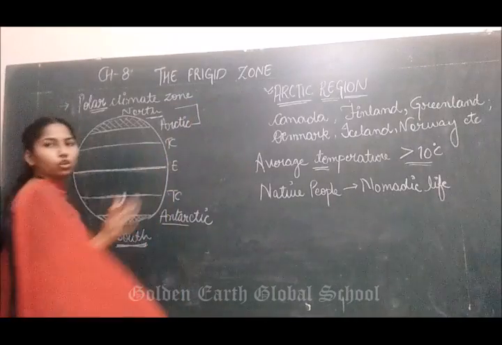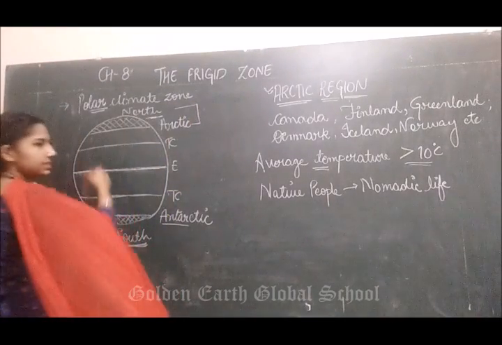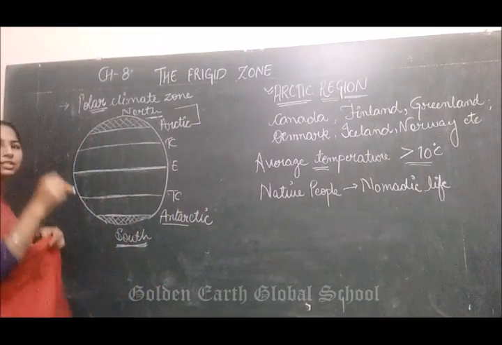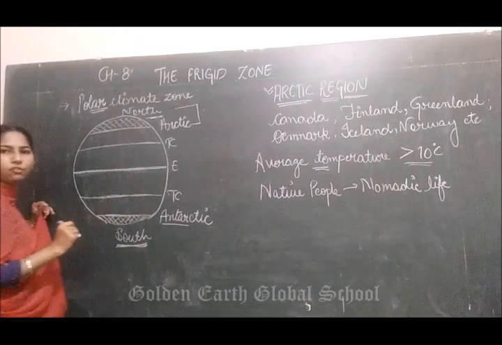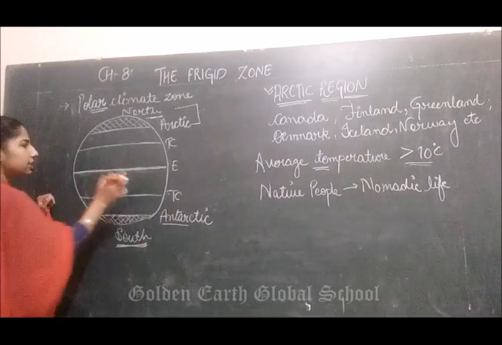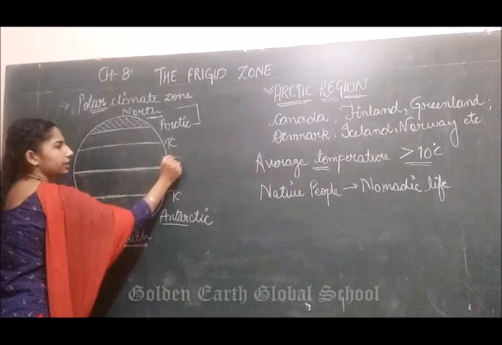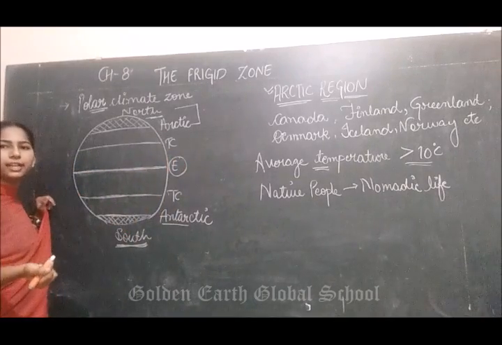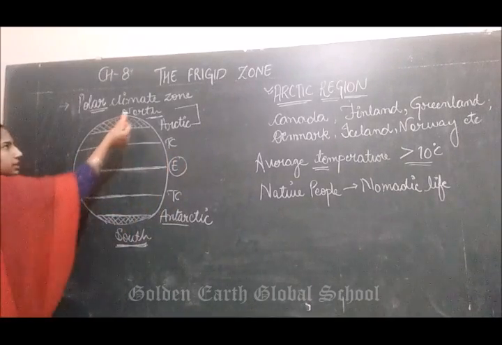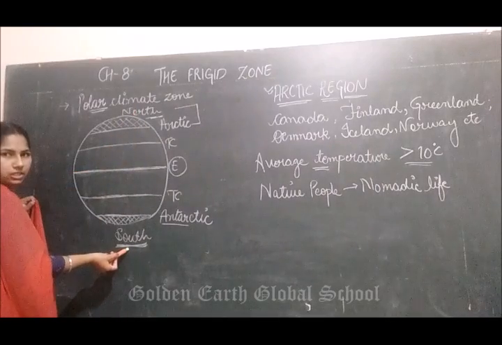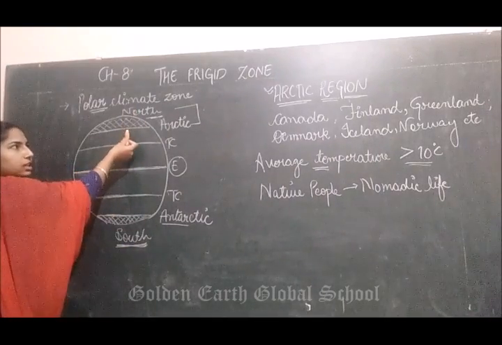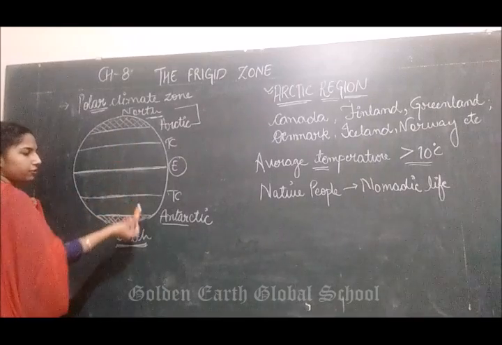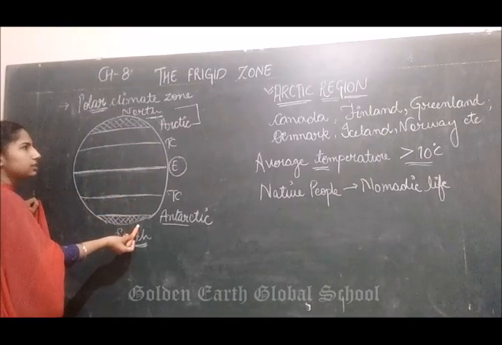Now talking about the location of the frigid zone. This is our planet Earth, and the line which is passing through the center of the planet Earth is known as the equator. Now this is the North Pole and this is the South Pole. Equator, Tropic of Cancer, Arctic Circle, Tropic of Capricorn and Antarctic Circle.